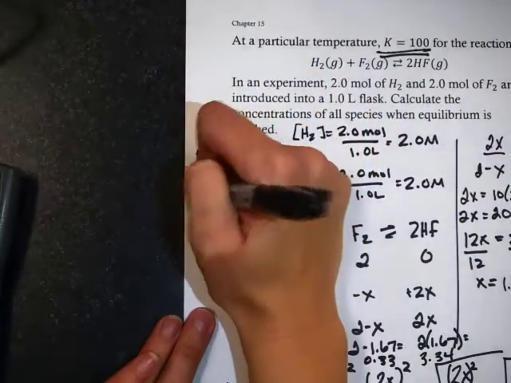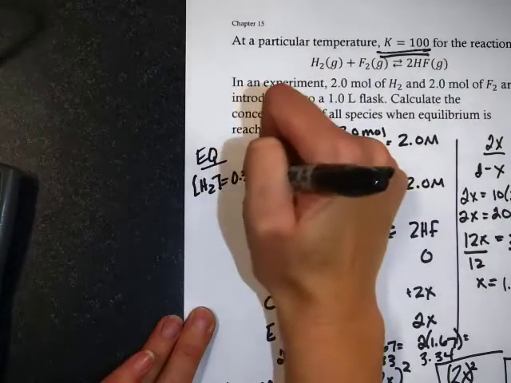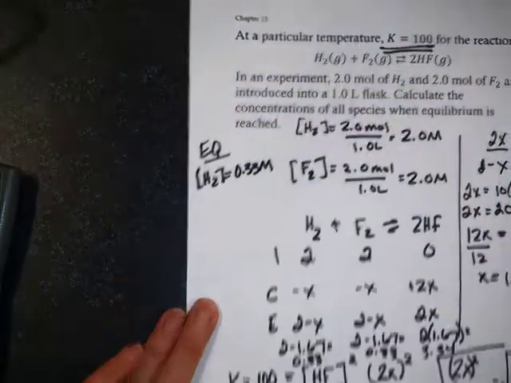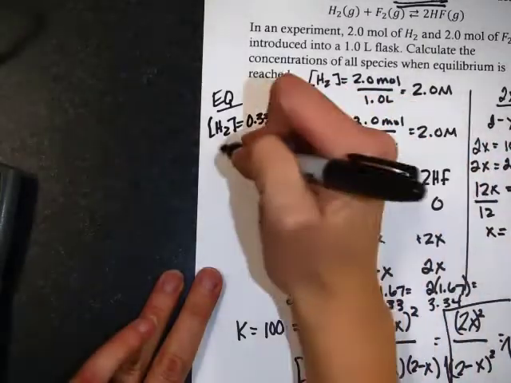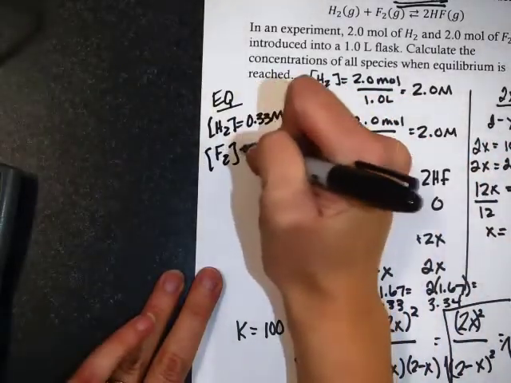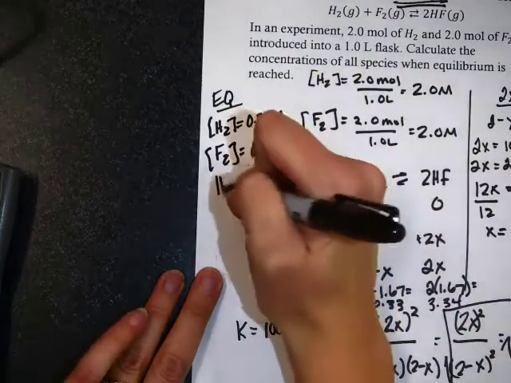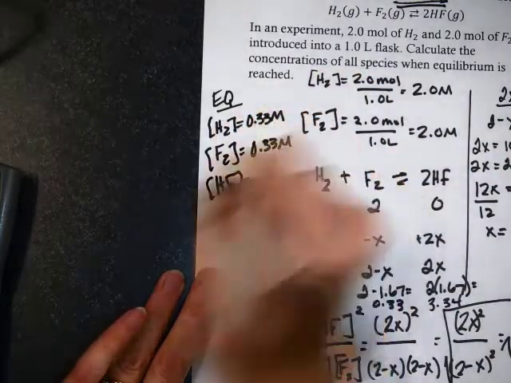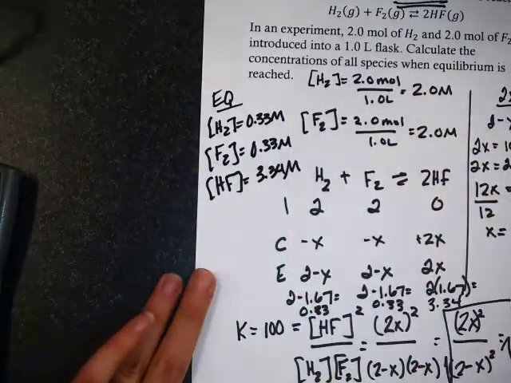All right, so my H2 concentration would be 0.33 molar. Make sure that once you're getting back to molarities, concentrations at the end, you should put a unit on it. My F2 would be the same at 0.33 molar. And my HF is 3.34 molar. And that's it. Those are my concentrations at equilibrium.